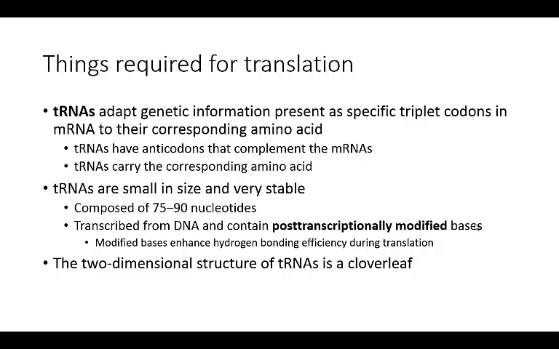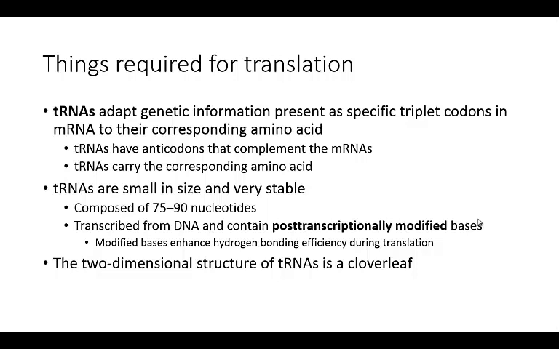The other major important function is that they bring in the corresponding amino acid. Please note, again, in the codon chart, you're looking at the mRNA sequence. The tRNA is just complementary to that sequence. We don't use the tRNA sequence to figure out what amino acid that tRNA is carrying. tRNAs in general are pretty small and pretty stable, about 75 to 90 nucleotides. They're transcribed from DNA, as is anything else. They contain post-transcriptionally modified bases, which help to enhance hydrogen bonding efficiency during translation.